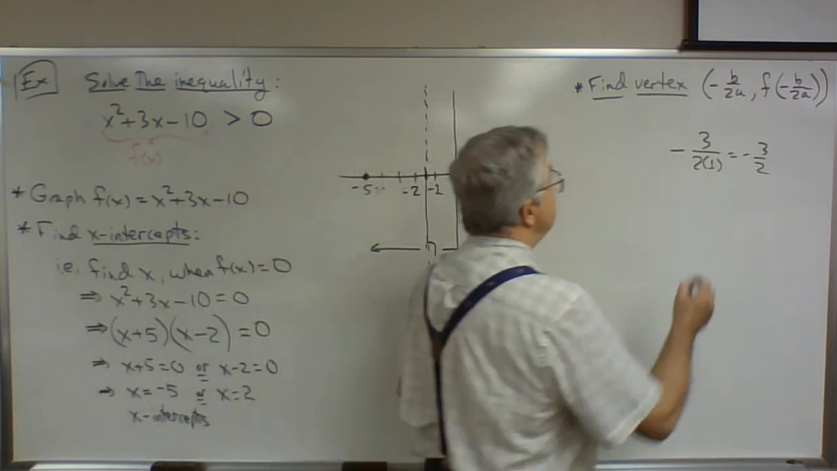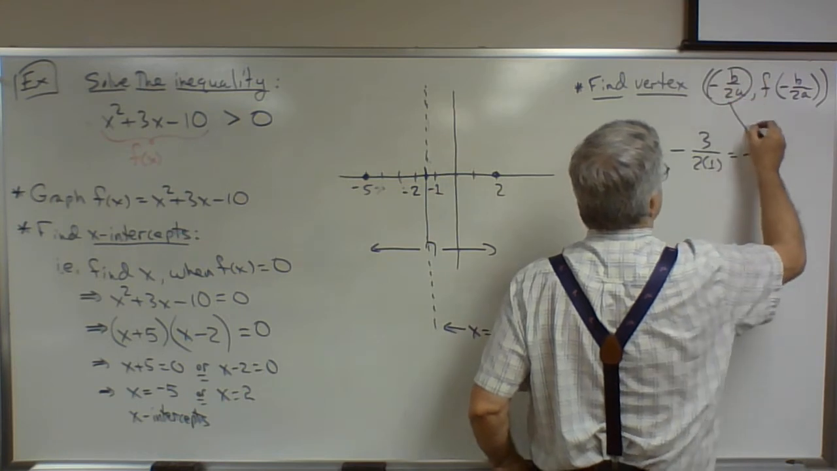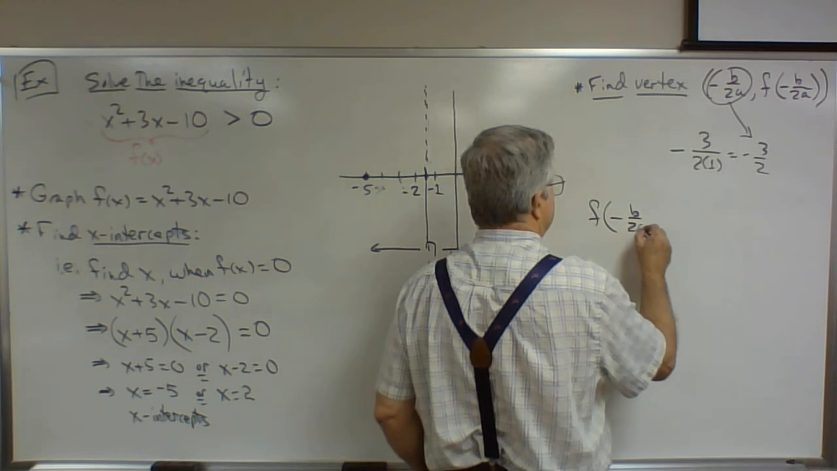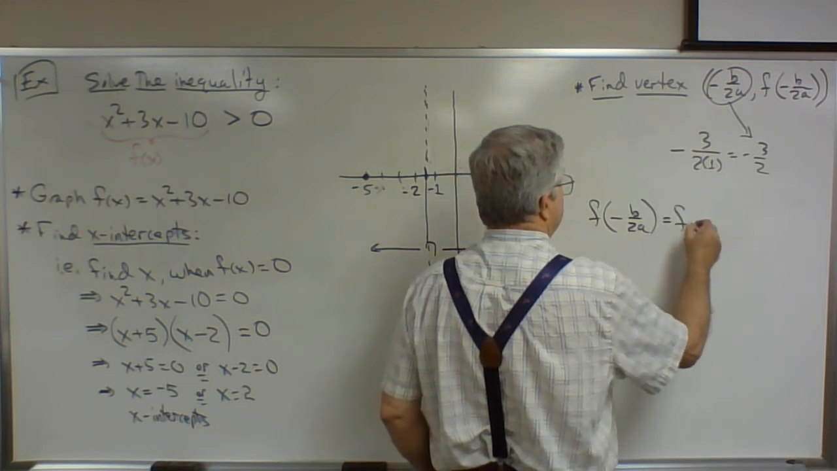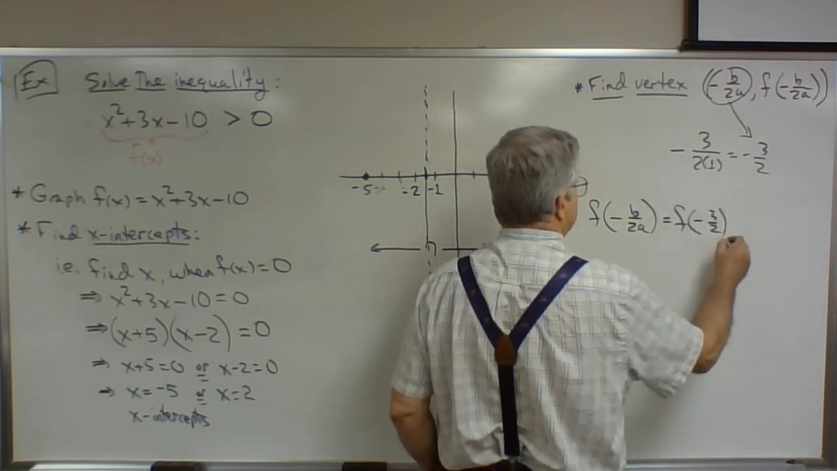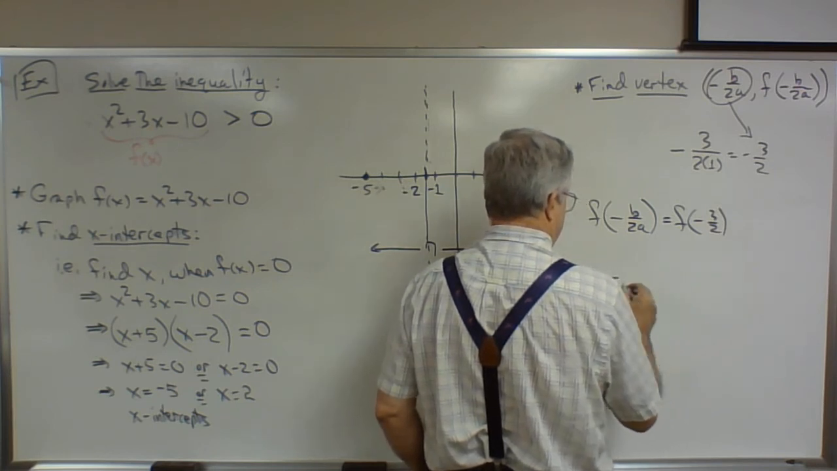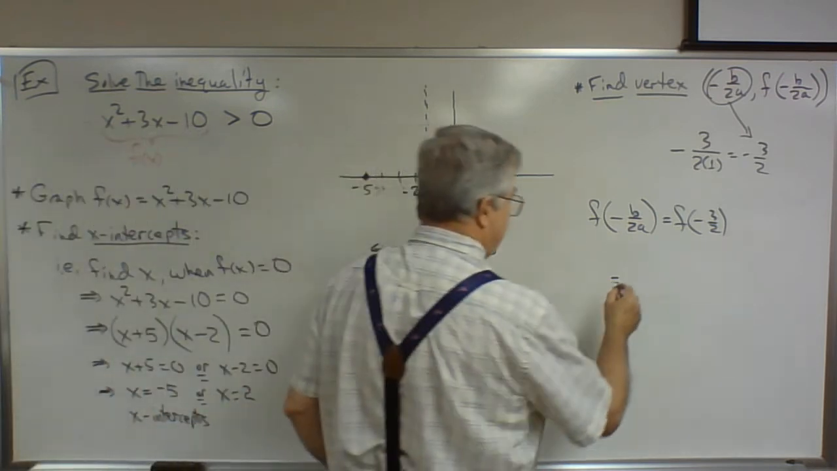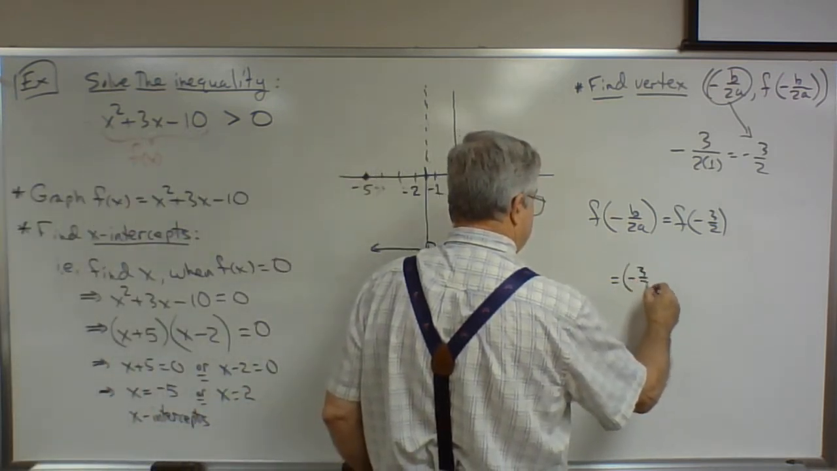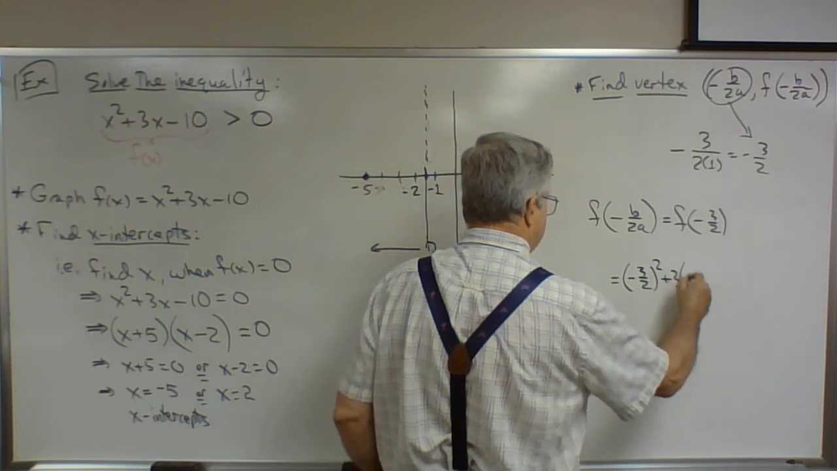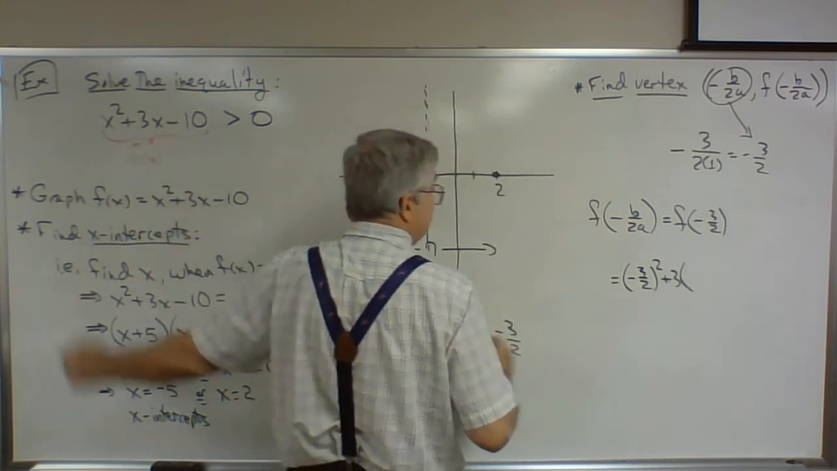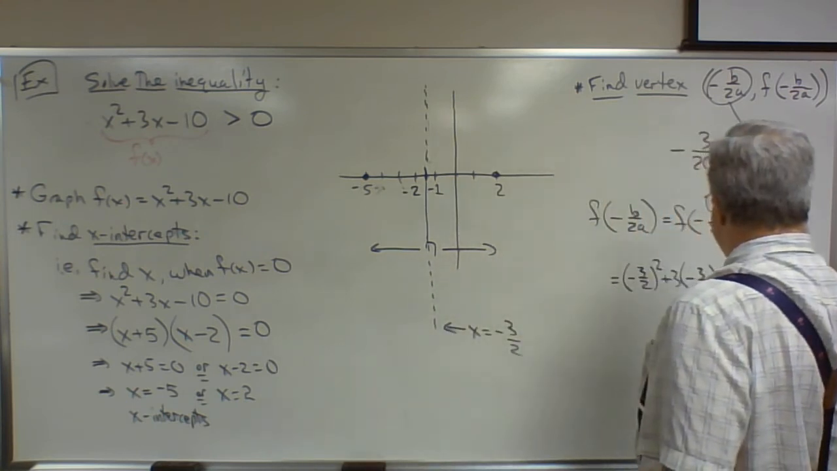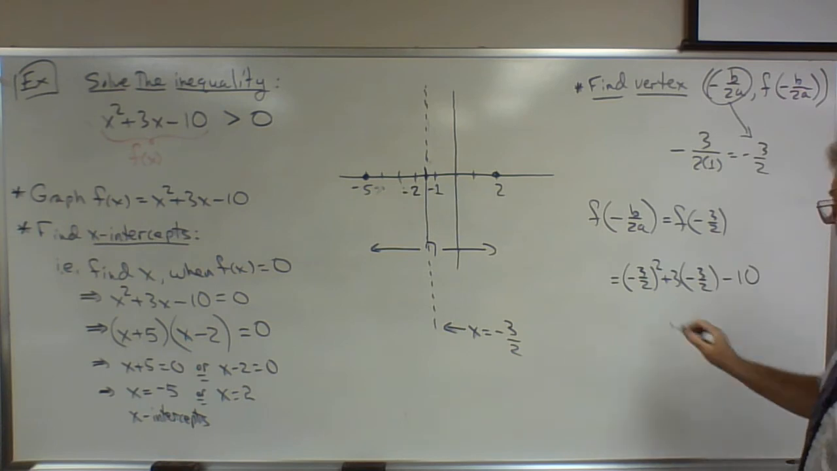That's also negative b over 2a. F of negative b over 2a is f of negative 3 halves. And what does that equal? We've got to plug in negative 3 halves for x. Negative 3 halves squared plus 3 times negative 3 halves minus 10. Holy moly, what is this?